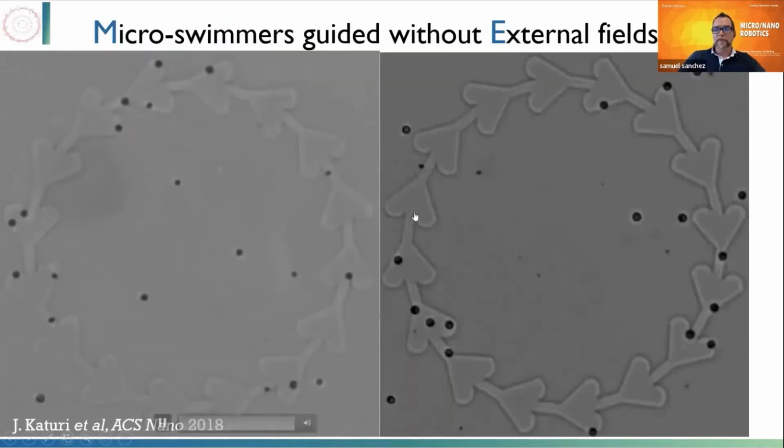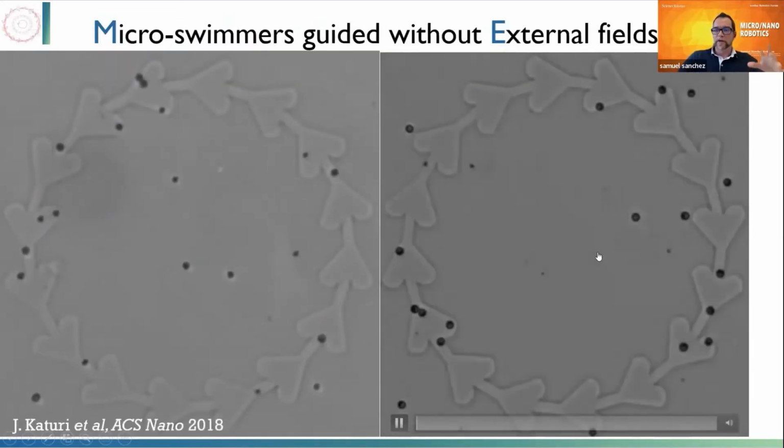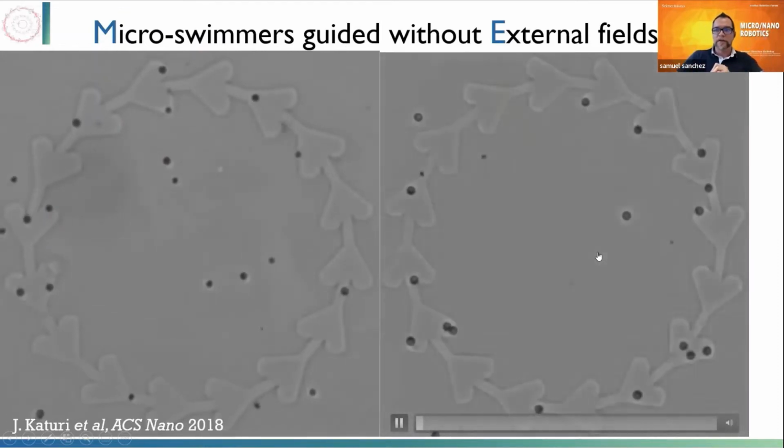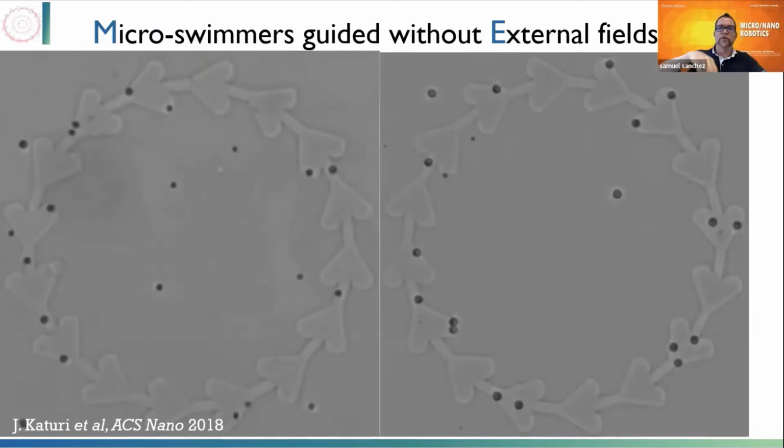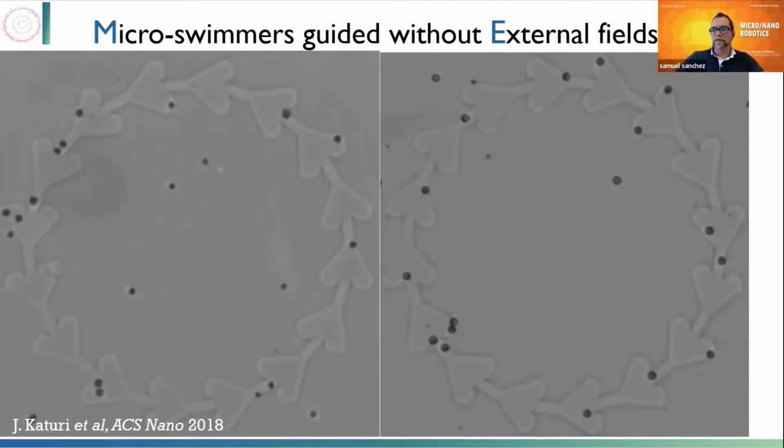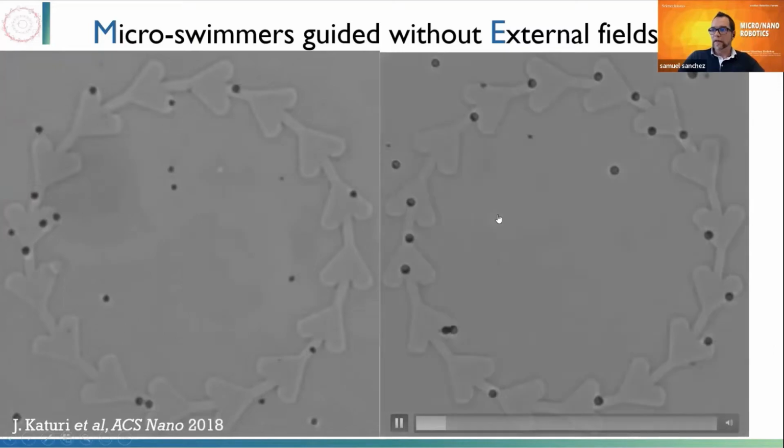And then we used this later on to make something which I think is very cool, a maze in microfluidics. By this ratchet-like structure, we put in a bath of particles, and the particles will rotate clockwise or counterclockwise without us doing anything at all.